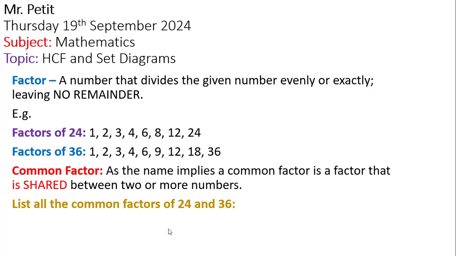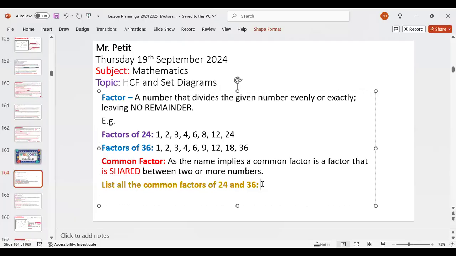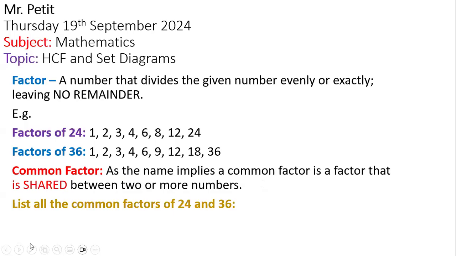Sashanik, I only want the common ones, you know. Where's Sashanik? Yeah, Sashanik, I only want the common ones. What are the common ones? Oh, let me just circle them. What are the common ones between the two?